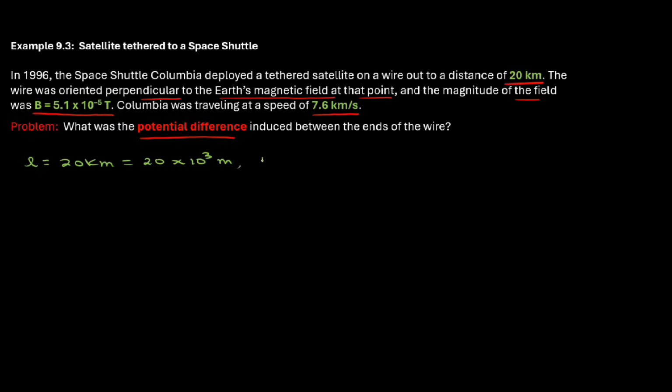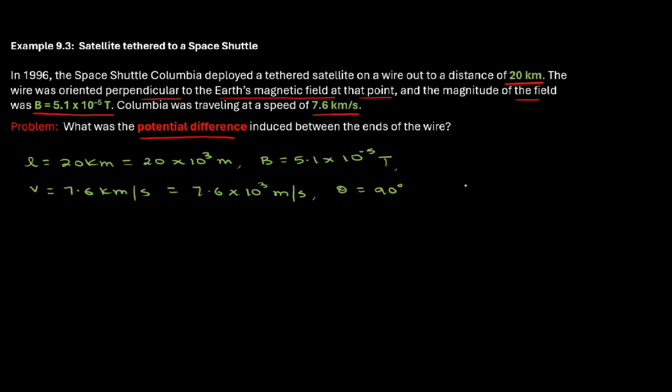Then I have the magnetic field B, which is 5.1 times 10 to the power negative 5 Tesla. And then we have the speed V, which is 7.6 kilometer per second. Convert this to meter per second. So we know that 1 kilometer is 10 to the power 3 meter. So this is how I will convert kilometer per second to meter per second. And the wire is perpendicular to the Earth's magnetic field, so I will take my angle theta to be 90.